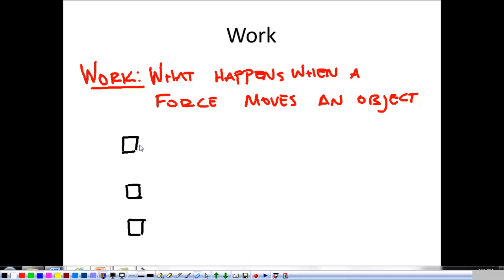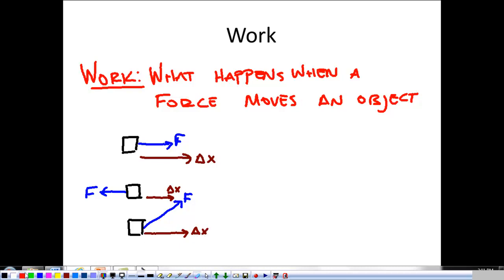For this one, we're going to say my force is this way. For this one, we're going to put the force backwards. And for this one, we're going to put the force at an angle. Let's see here. And each one of these objects is going to have a forward displacement. Running out of room there, sorry.